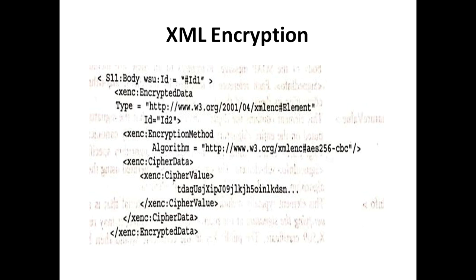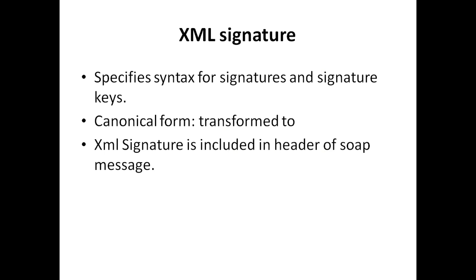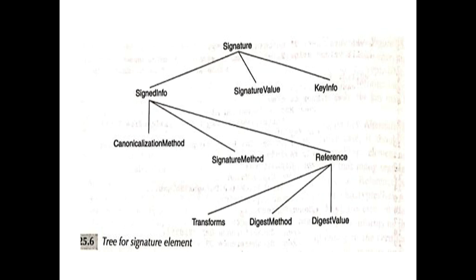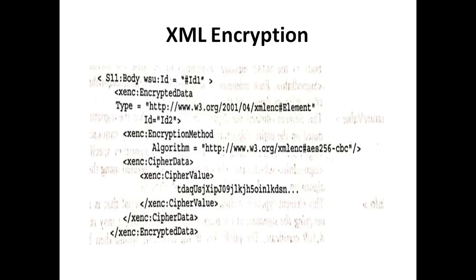Then the encryption key may be a pre-shared secret key between the communicating parties, or it may be a short term or session key chosen by the sender. So if the session key is chosen by the sender, then it should be transmitted in an encrypted format. For this purpose, this key should be included within the encrypted key element and placed in the SOAP header.